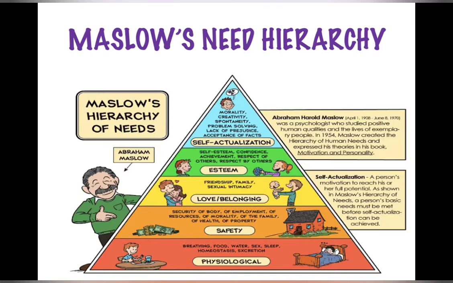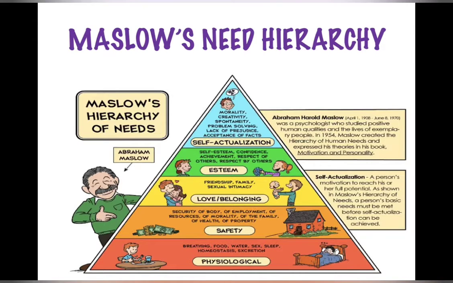Many people finish their lives at the esteem level and are not able to reach the self-actualization level. So what is self-actualization? It is a person's motivation to reach his or her full potential. It includes terms like morality, creativity, spontaneity, and problem-solving nature. Those are the things that will motivate an individual when he or she reaches the self-actualization level.